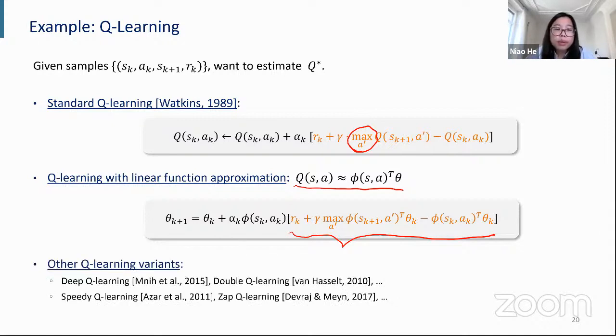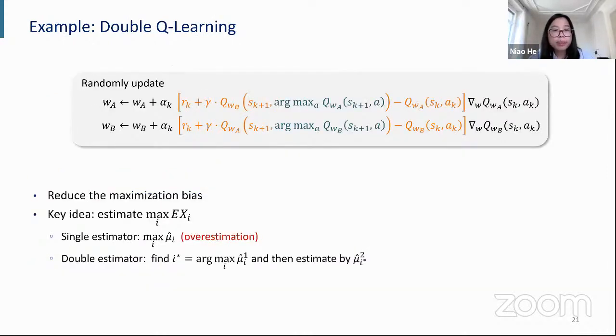And there are indeed also many other Q-learning variants, like deep Q-learning, where you use deep neural networks instead of linear function approximation. There's also double Q-learning, which uses the idea of target networks, and we will discuss it in a bit. And then there are also a lot of accelerations of Q-learning algorithms using momentum type of ideas, like speedy Q-learning and zap Q-learning. Particularly, double Q-learning is one of the building blocks of modern deep reinforcement learning.